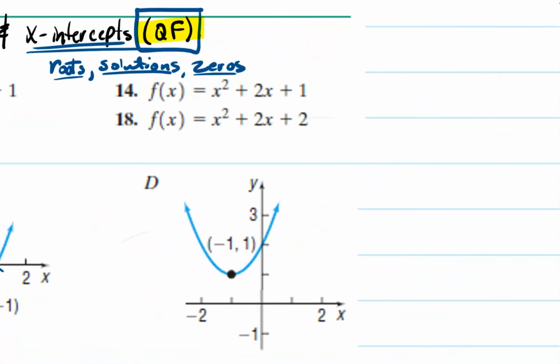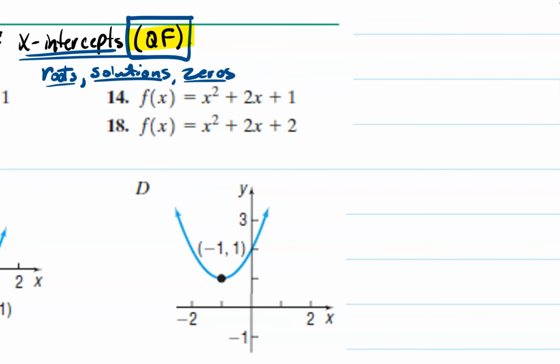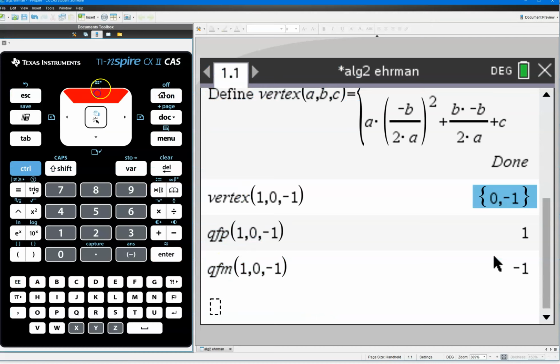Let's try one of these over here on the right-hand side. What about number 14? With number 14, the vertex can be found, I hope, and we should have x-intercepts at 2 locations. Let's see what we get there. So in this case, we have an a value of 1, b value of 2, and a c value of 1. So let's go ahead and run our vertex.